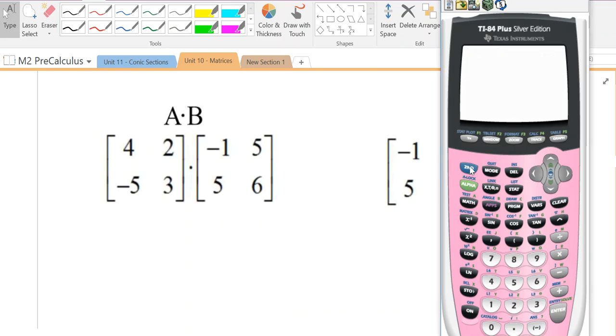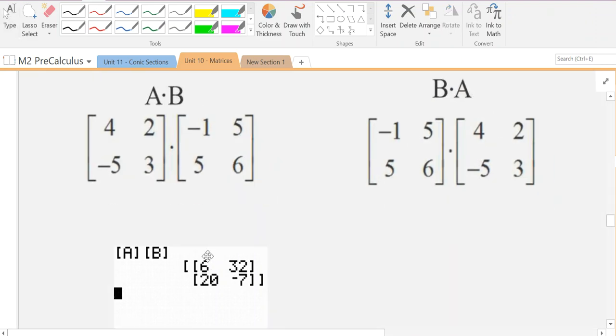All right, so I'm going to my matrix. I've got A, 4, 2, -5, 3, and I've got B, -1, 5, 5, 6. It is really important to check. I know I sound like a broken record, but it is important to check that we're typing them in correctly, because one small typo, you're going to get completely different answers, and it's one of those things you won't be able to determine why something's wrong. A times B is, so there's that, A times B.